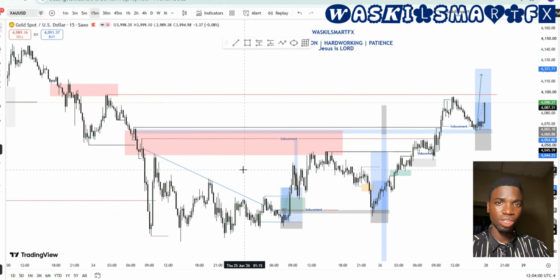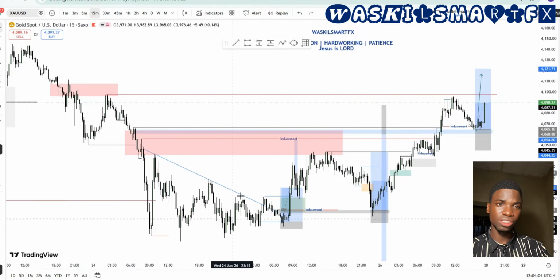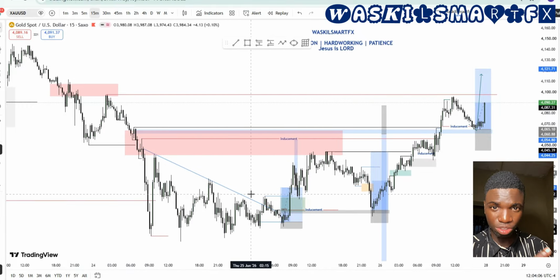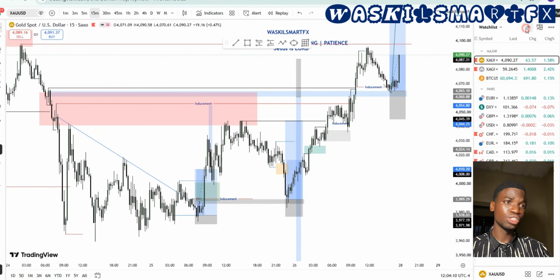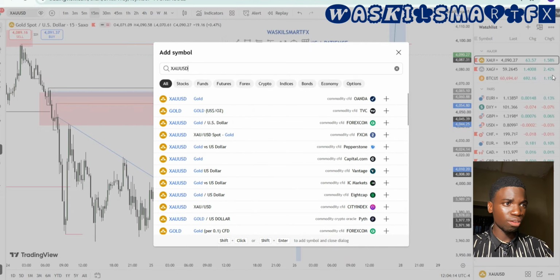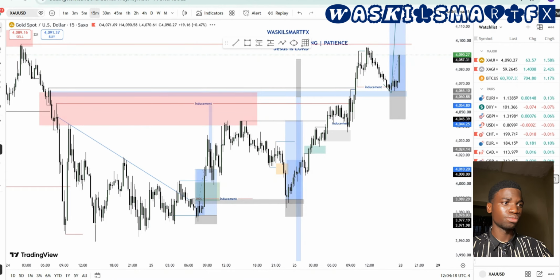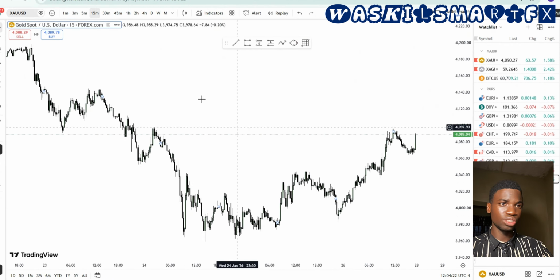But because of this chart here, I don't want to delete every annotation on the chart, so I will open a new chart and make use of it. All right, so let me use forex.com. All right, so this is a new chart.